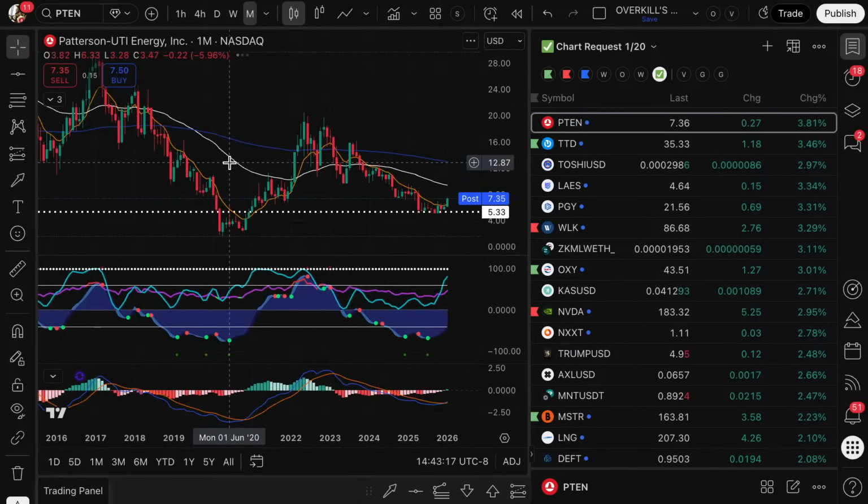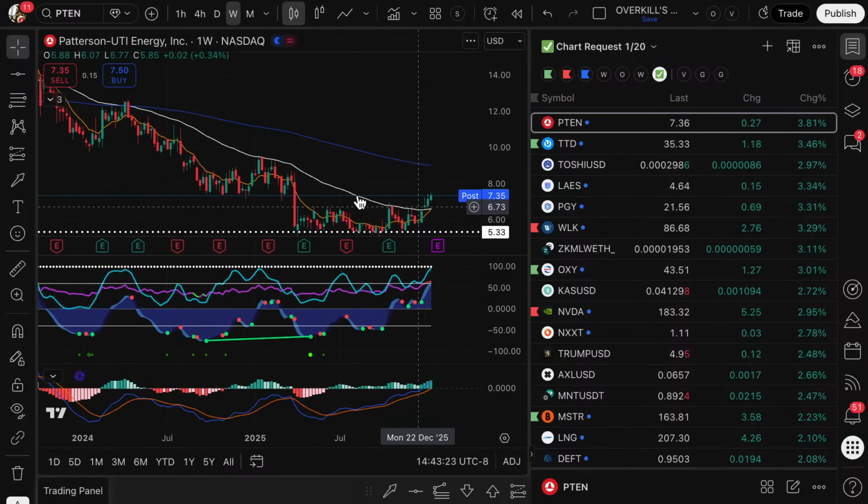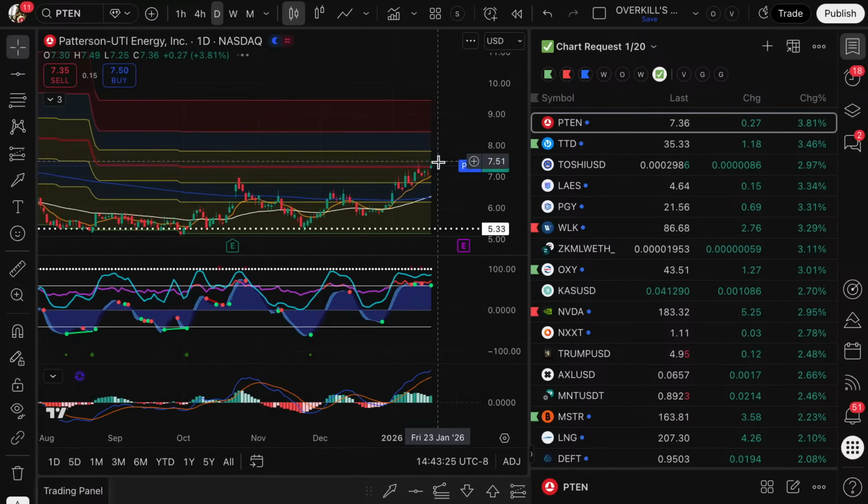We got P10. P10's breaking out as well. Beautiful breakout there. That one's getting up there. I'd probably look to sell some here on a red dot. That's a nice move, though. $9 would be my target there.